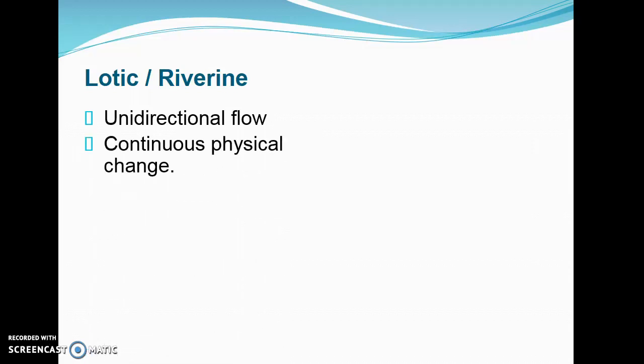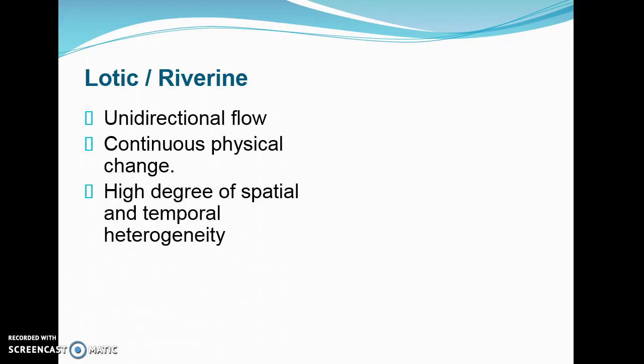Okay, let's take a deeper look into the lotic or riverine environment, as your book refers to it. The first thing that's important with this system is that there's a unidirectional flow. Water has an upstream and a downstream direction. It's under continuous physical change, and we're going to spend a little bit of time looking at that change here today. There's a high degree of both spatial and temporal heterogeneity.